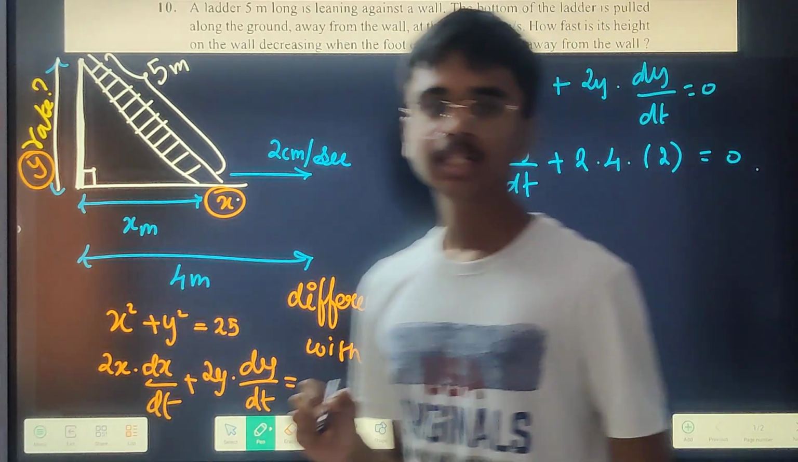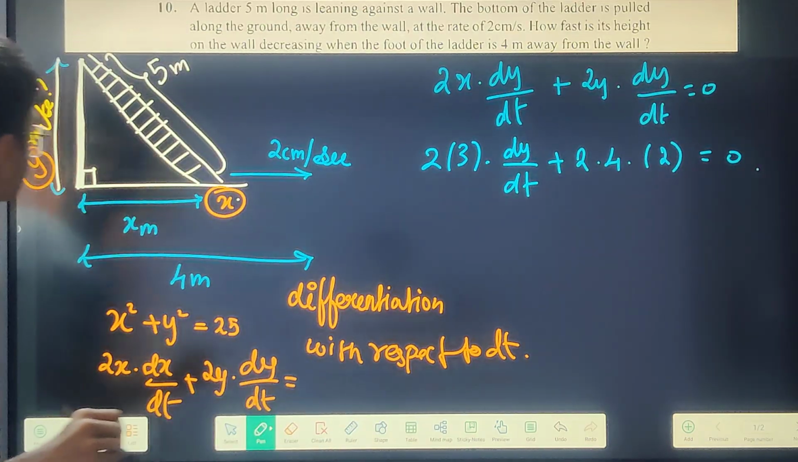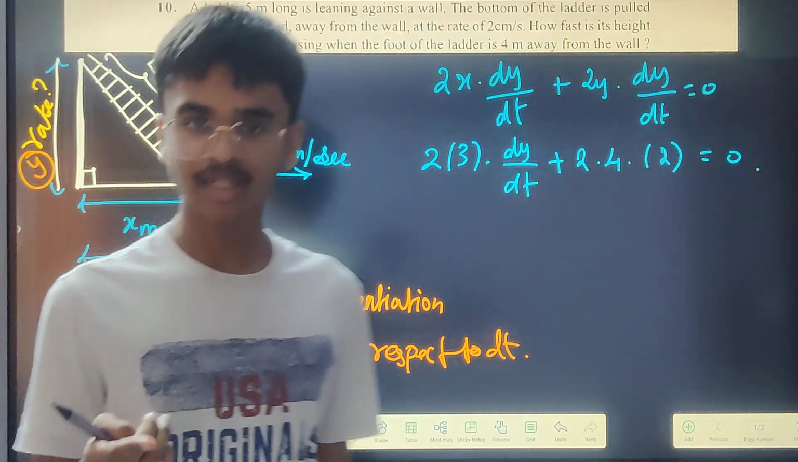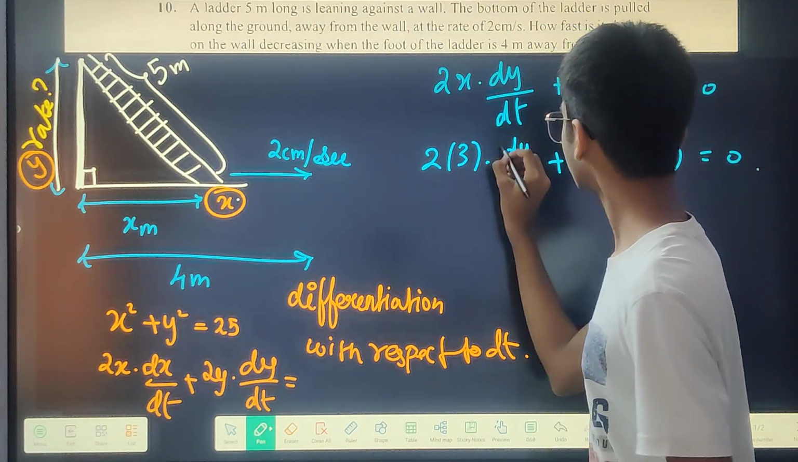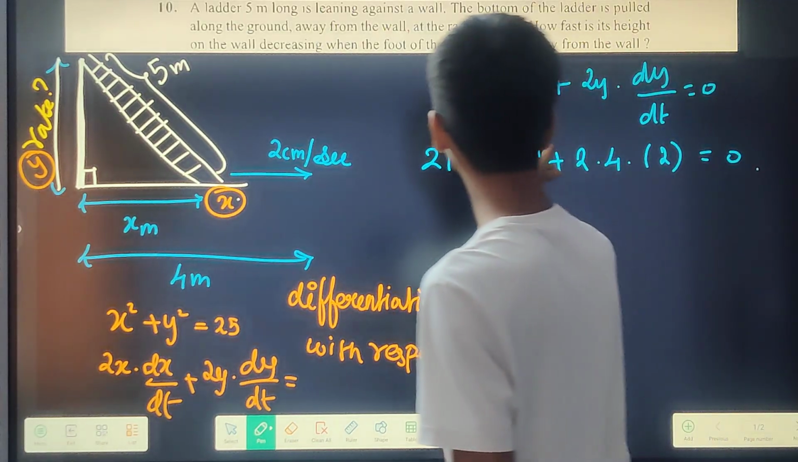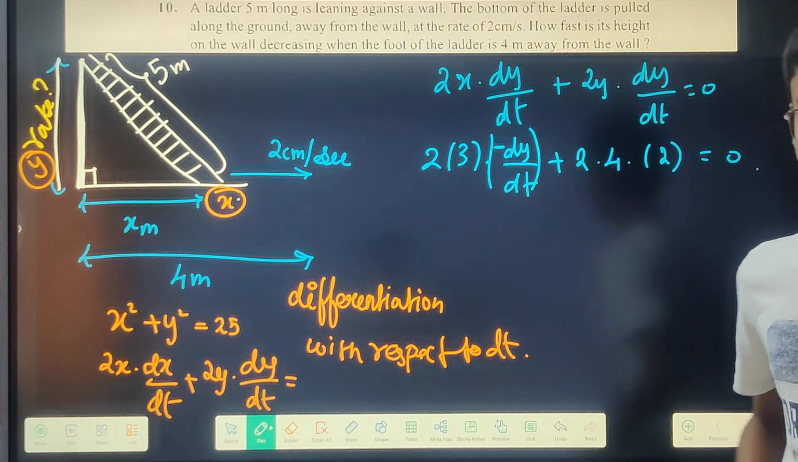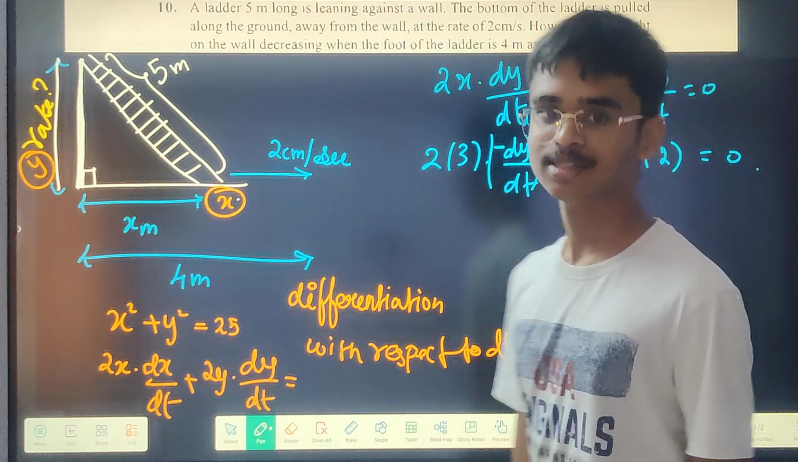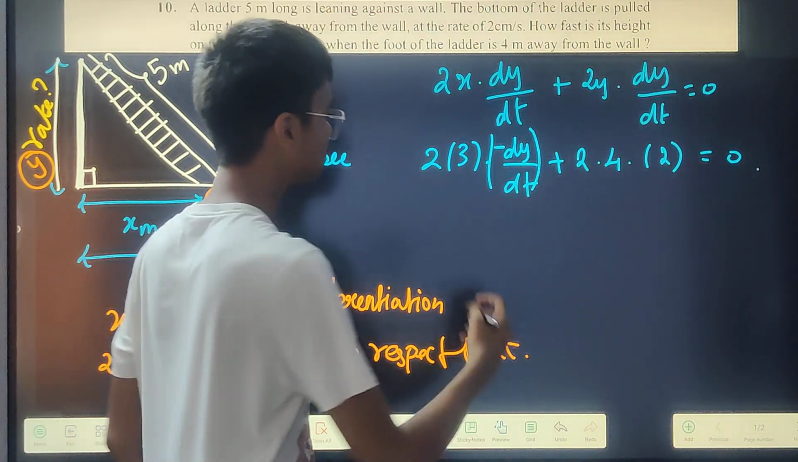And by the way, for dy by dt, you can see that here it is decreasing. Whenever there is a decreasing rate, what you have to do is you have to put here minus. This thing I've said in chemical kinetics. Why are we putting here minus?